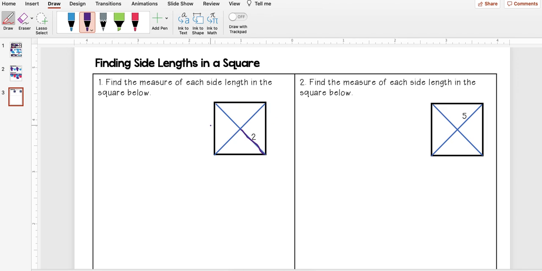I know for a square that all sides are congruent, so I know those are all equal to each other. I know since a square is also a rectangle that the diagonals are congruent. I know since a square is a parallelogram that the diagonals bisect each other. And so that means that all 4 of these are equal to each other. So all of them are actually 2.